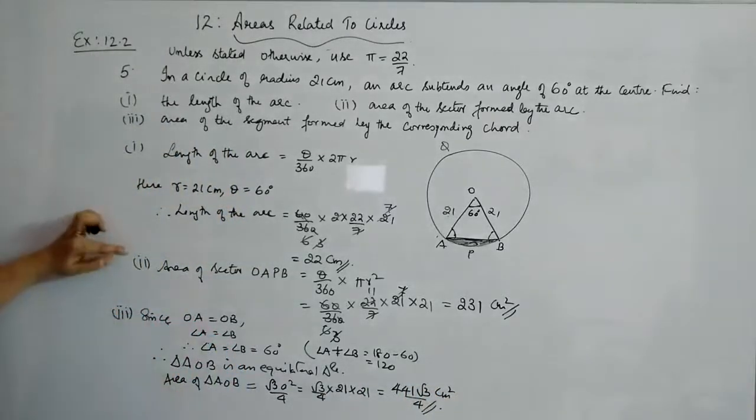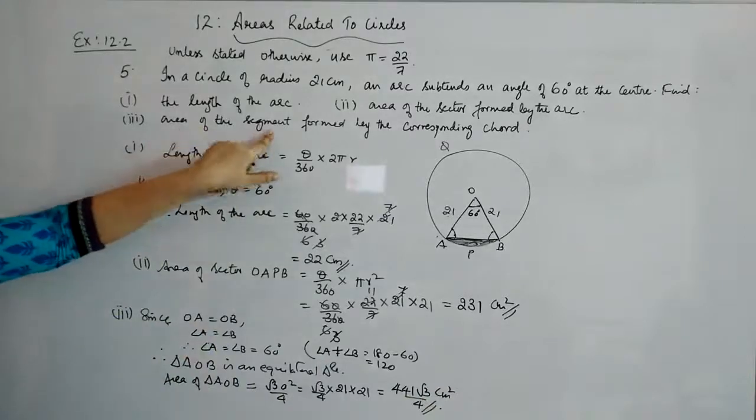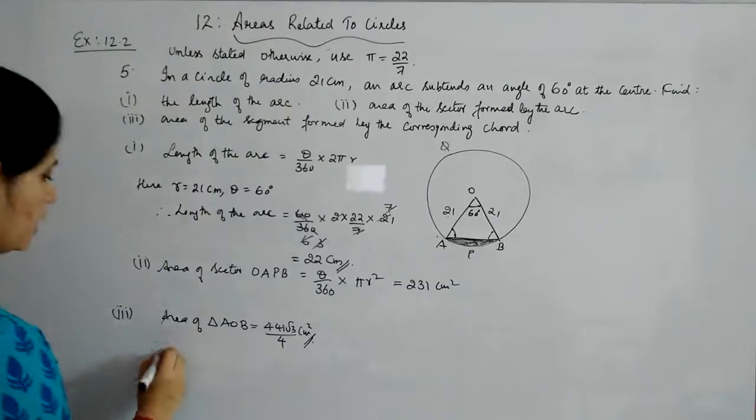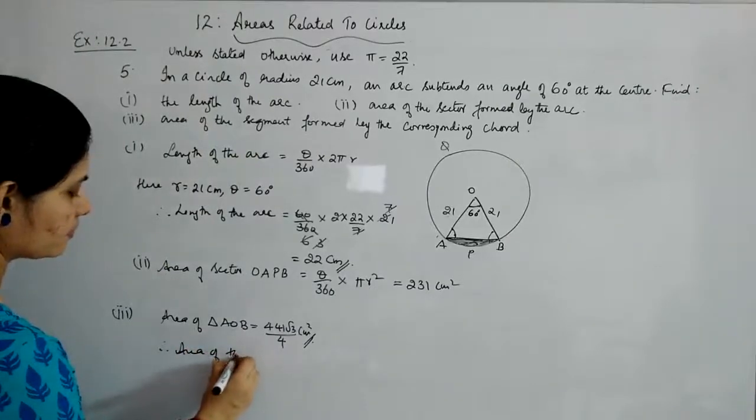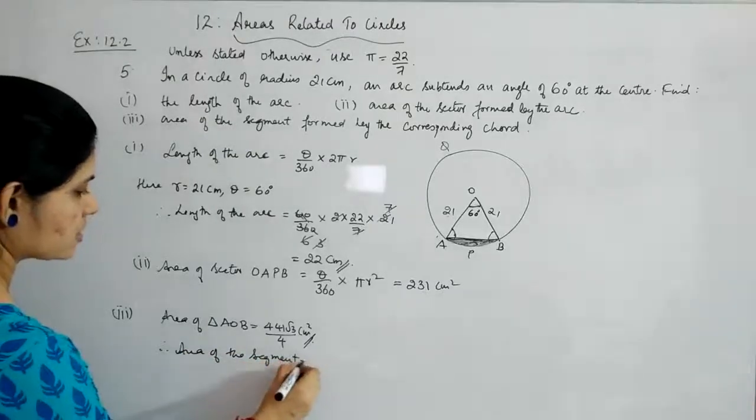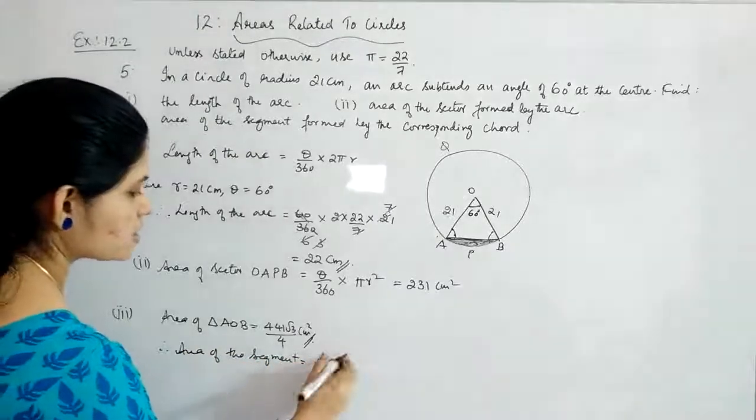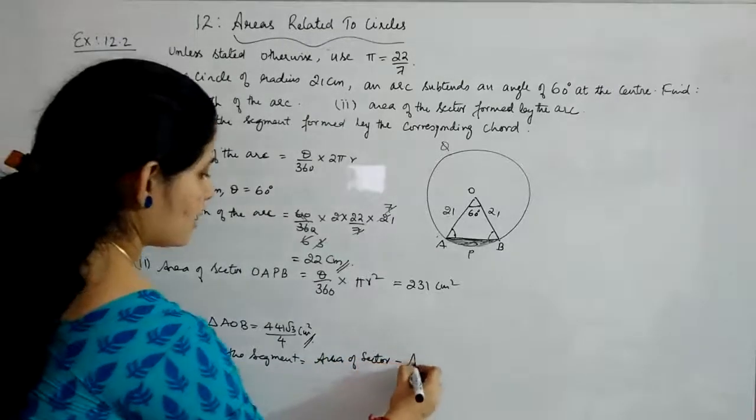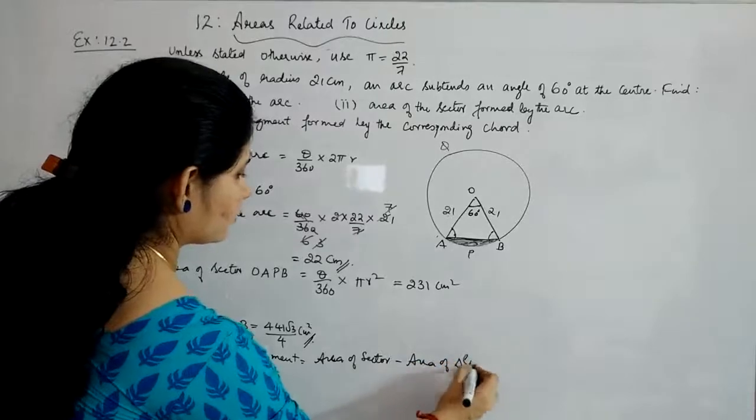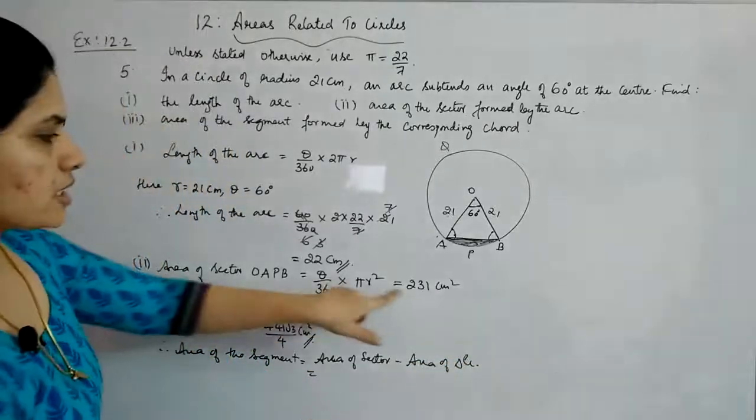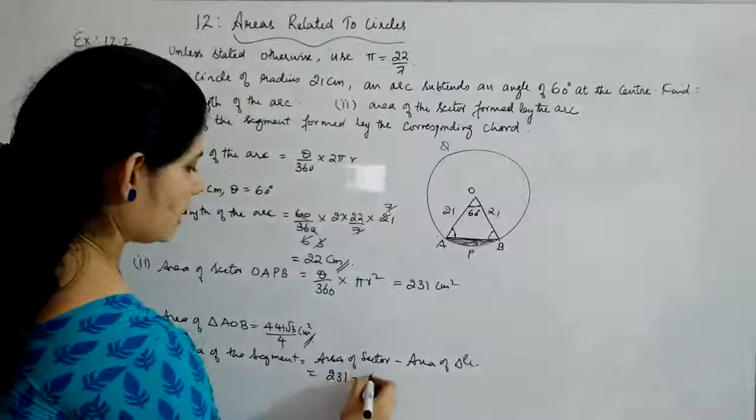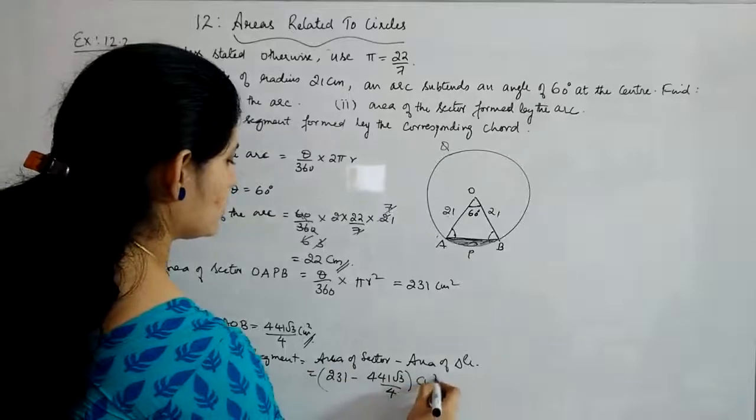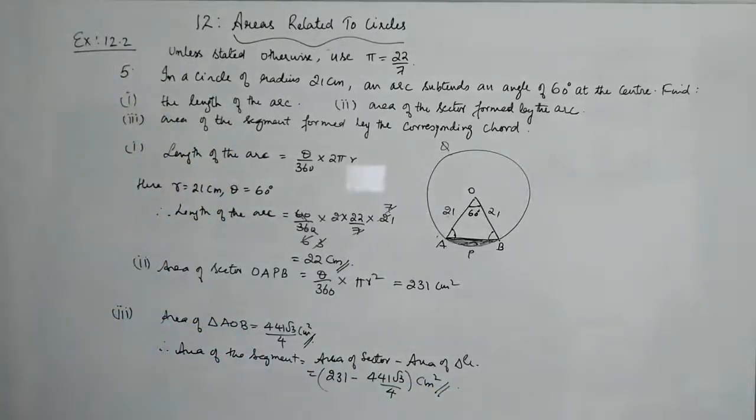Now what you have to find out is the area of the segment. Therefore, the area of the segment is equal to the area of the sector minus the area of the triangle, which is equal to the area of the sector, 231, minus 441 root 3 by 4. This much centimeter squares is the area of the segment. Okay.